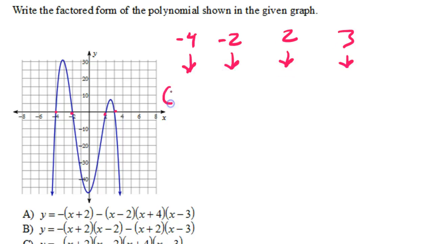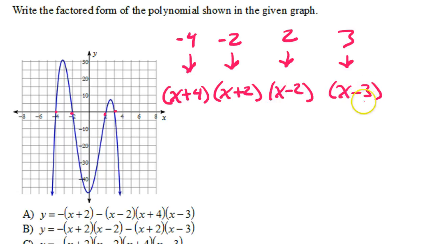X minus 4 would come from a factor of x plus 4. Similarly, this would give us a factor of x plus 2 and x minus 2 and x minus 3. Imagine setting each one of these equal to 0.